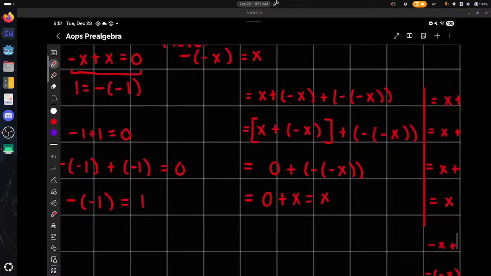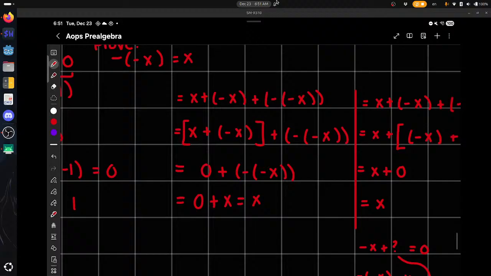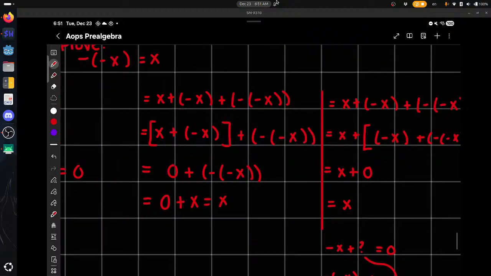And then they ended with, we just showed that x plus negation x plus double negation equals both double negation and x, so we must have double negation equal x. I don't really get it. It's weird.